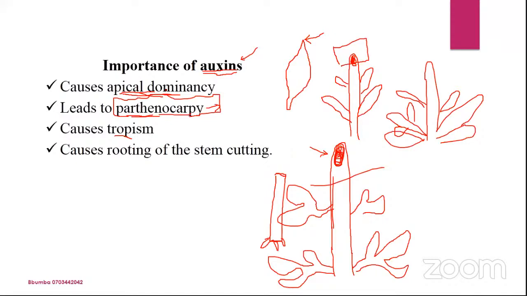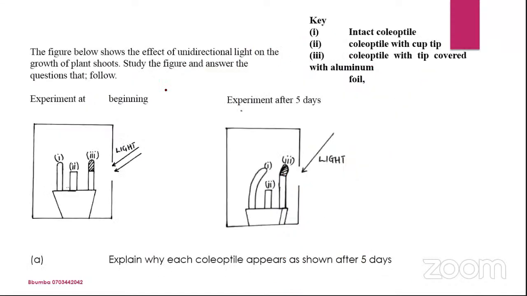And then there's this question which I got from a UNEB question bank, which I want us to look at concerning coordination in plants. It says that the figure below shows the effect of unidirectional light on the growth of plant shoots. Study the figure and answer the questions that follow. This is a UNEB question that was brought some time back. Experiment at the beginning, this is how it was looking. This was a box. You can see it has a key.